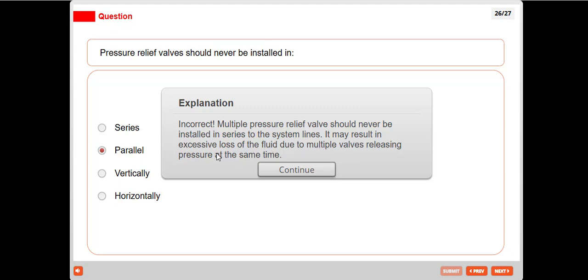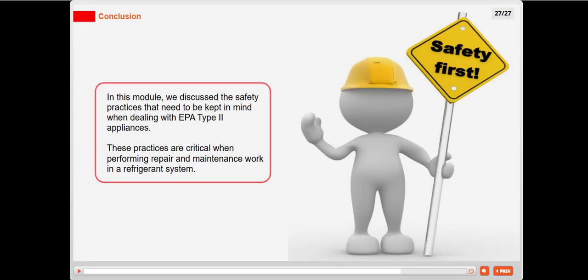It may result in excessive loss of the fluid due to multiple valves releasing pressure at the same time. In this module, we discuss the safety practices that need to be kept in mind when dealing with EPA Type 2 appliances. These practices are critical when performing repair and maintenance work in a refrigerant system.